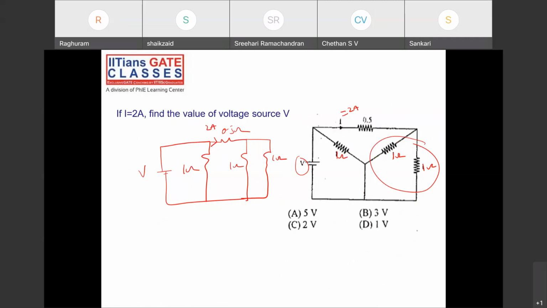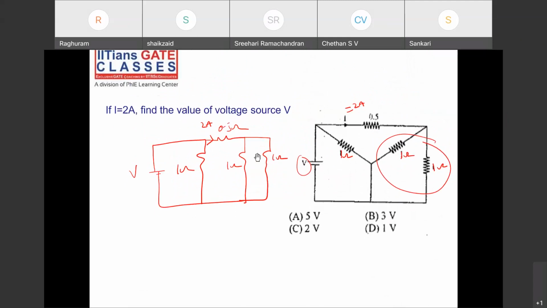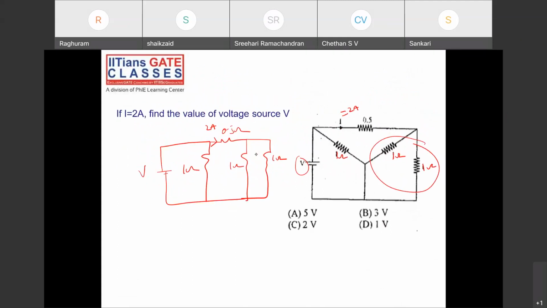So what happens now? I don't know which method you used, whether nodal, mesh, or node equations or any other. See this, these two are in parallel. What is the equivalent resistance? 0.5. Yes, and 0.5 in series. Right, 0.5 and 0.5 in series, you'll get again 1 ohm. This is 2 amperes.